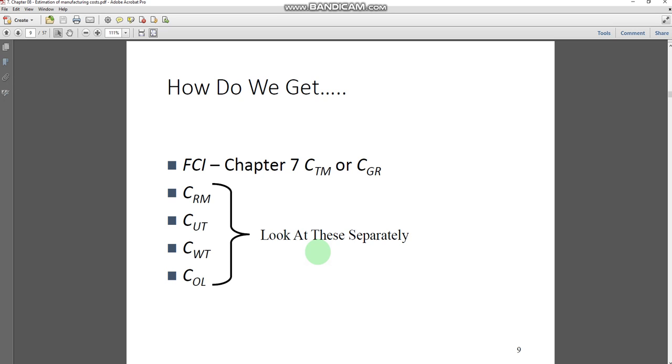Now let us see what we have. Fixed capital investment: we studied this earlier in chapter number 7 in the form of total module cost or the grassroots cost. And CRM is the cost of the raw material, then cost of the utilities, cost of waste treatment, and cost of operating labor. We will see each of these categories separately in this chapter also.